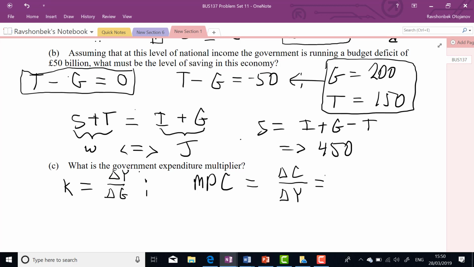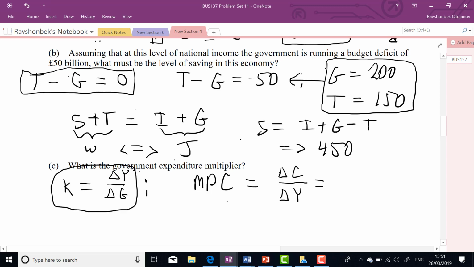I thought it's change in Y divided by change in J, because of injection. Oh no, we're not looking at injections here. We're looking at the expenditure multiplier. J has I as well, remember? Private investment. So it's not part of the government multiplier. The government multiplier is about G only.